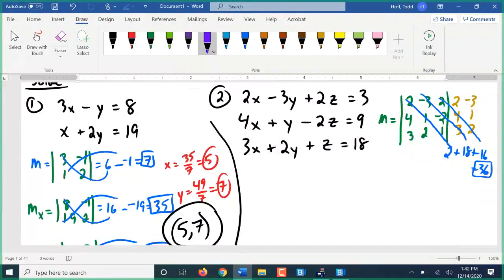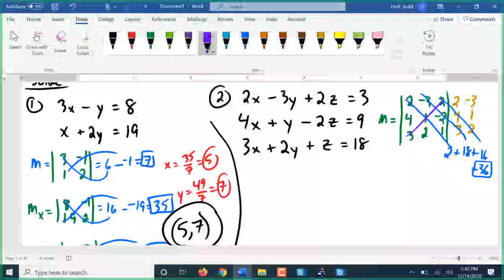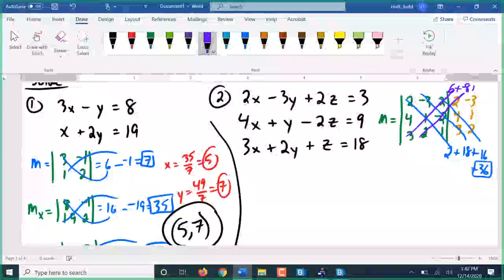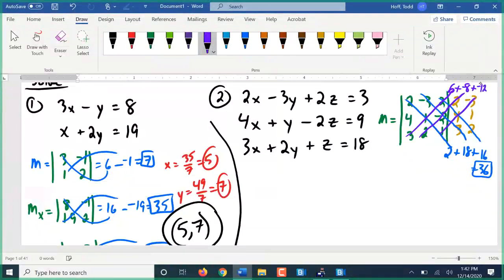Going up, 3 times 1 times 2 is 6. 2 times negative 2 is negative 4, times 2 is negative 8. And 1 times 4 is 4, times negative 3 is a negative 12, which gives me a negative 14. 36 minus a negative 14 is 50. That is my base matrix determinant.